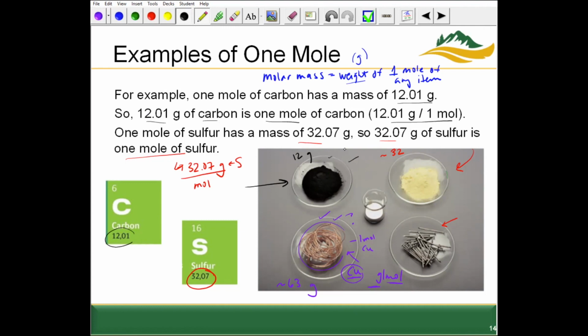This needs to be 12 grams, but for sulfur, we need 32 grams to have 1 mole. For copper, we need to weigh out 63 grams for this to be 1 mole. Okay, so hopefully this is kind of interesting to look at a visual representation and comparison of these different substances and how we can see that they're each 1 mole.